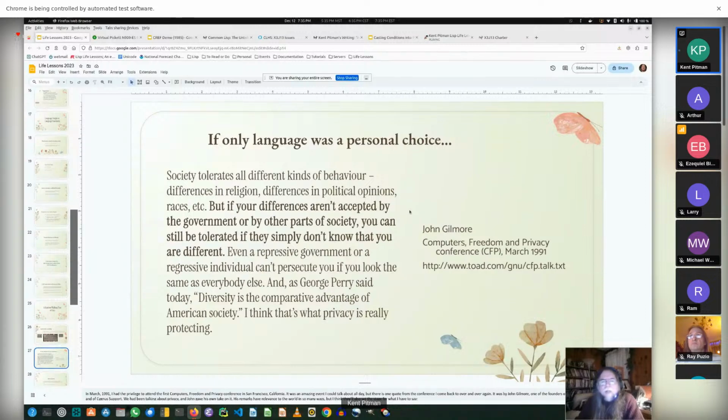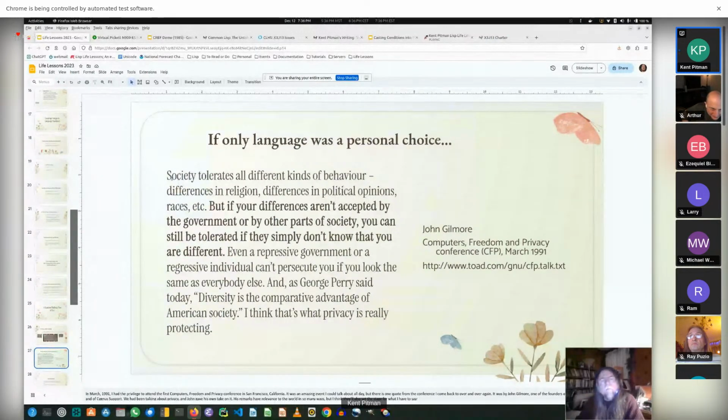But as happens for a lot of these things, there are metaphors in the language and outside the language for how society works. It helps me think about societal differences, and this quote comes from the first Computers, Freedom, and Privacy Conference in San Francisco in 1991. John Gilmore gave this little extemporaneous speech that is available here. The longer talk is also interesting.